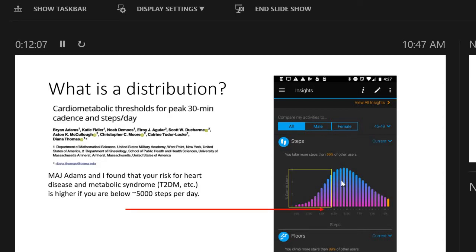There's the percentage of people who are taking 5,000 steps or less. I can start looking at that. I need something to compare it to. So the null distribution is what you compare it to, and ask, am I like everyone else or am I not? Got it?